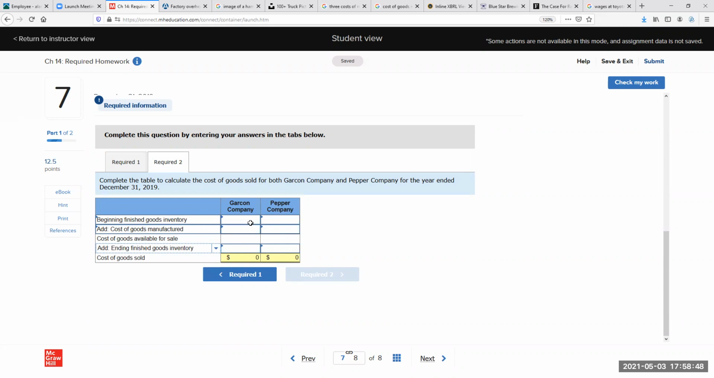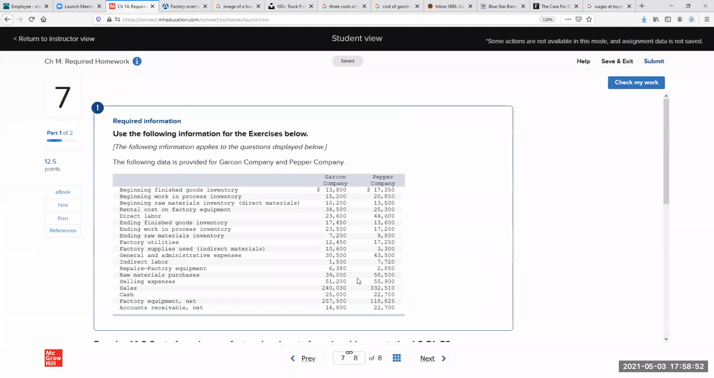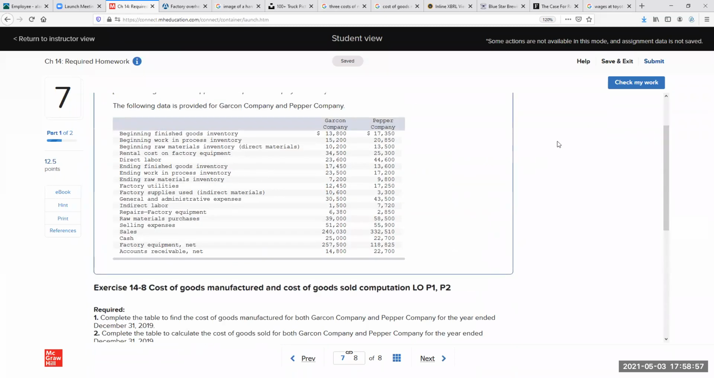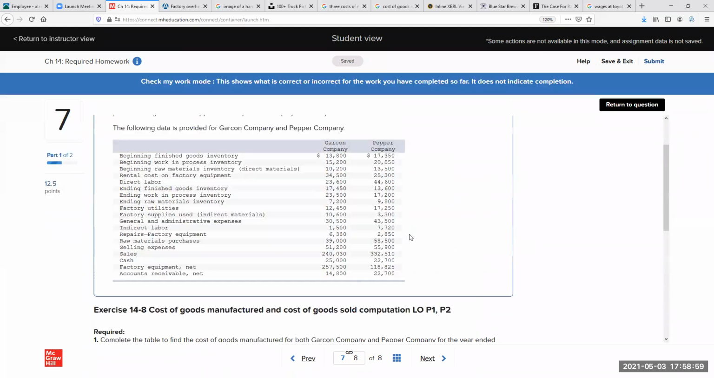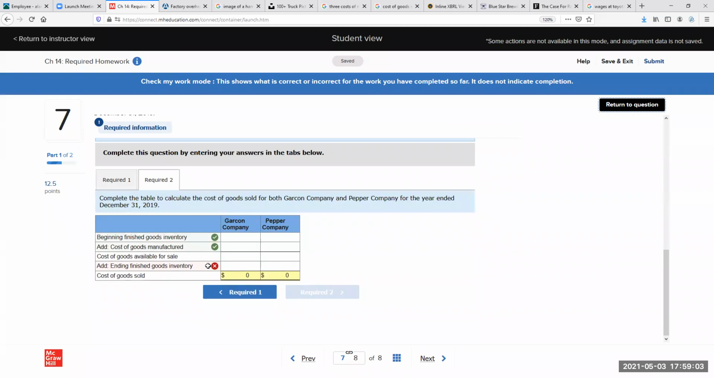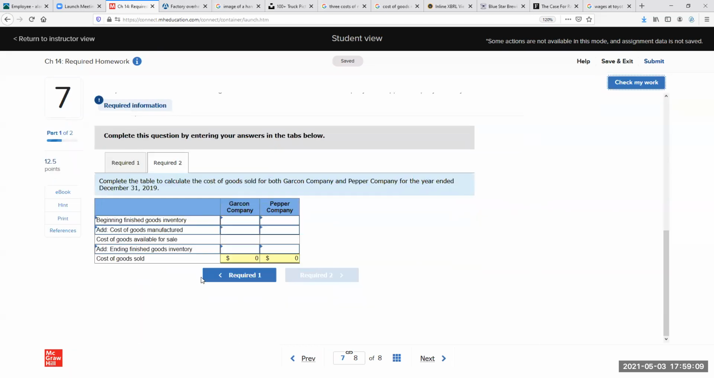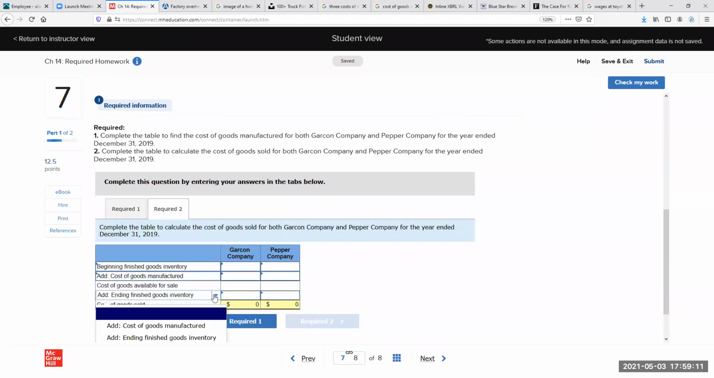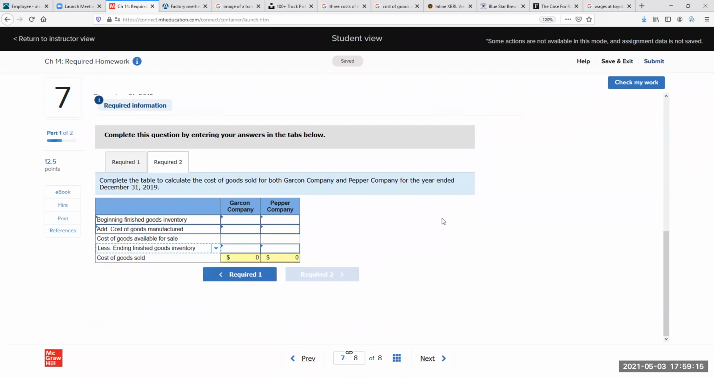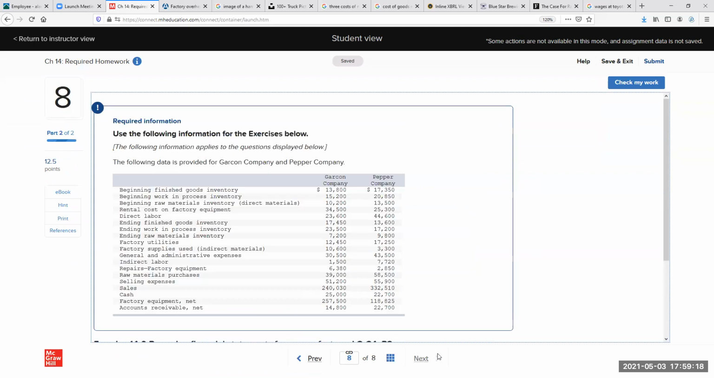So there you go. All right, now where's 8? I thought 8 was in here too. There you go. And less, oh, see, I put add, it's supposed to be less. I said less, but I just didn't fix it right. So this is less the finished goods at the end of the period. All right, then let's try number 8.